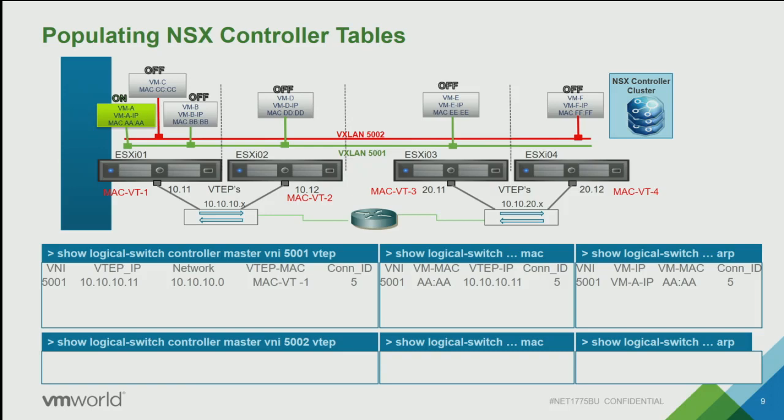All right? This is what it would look like. All right. So let's do another one. Let's power on VMB. It's on host 1. How many entries do you think we would see in this 5001 VTEP table?